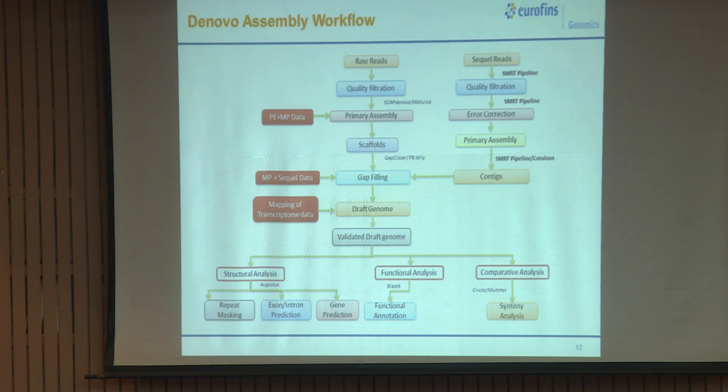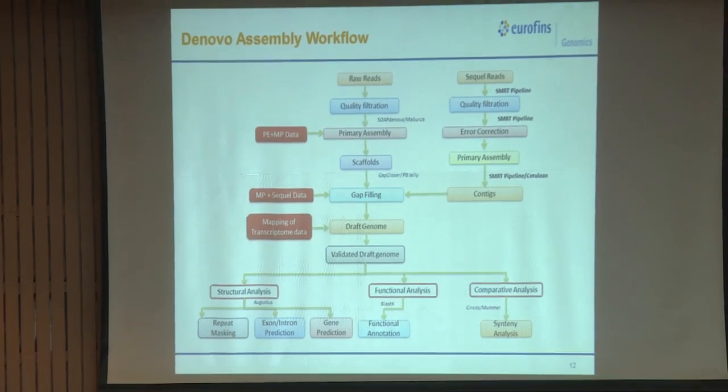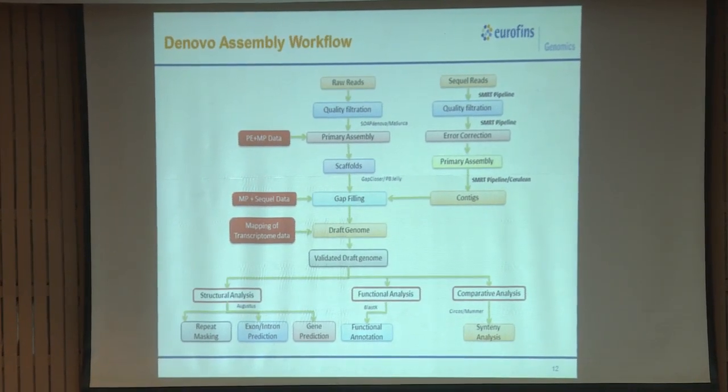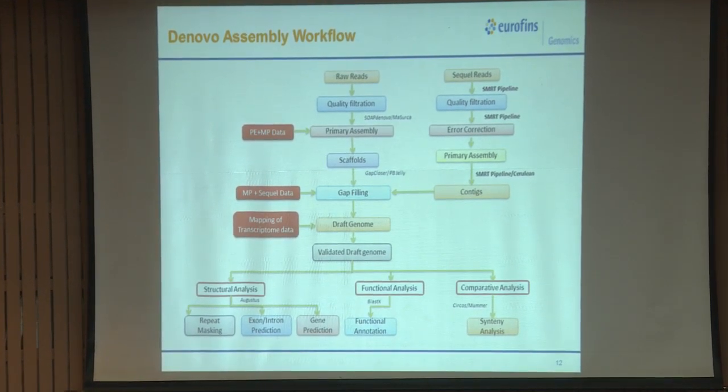Contigs are small stretches of sequence which do not have gaps in between. Scaffolds are those which connect those contigs together with stretches of Ns in between, right. So, we go for contigs and then we go for scaffolds. After the scaffolds, we have lots of stretches of Ns.